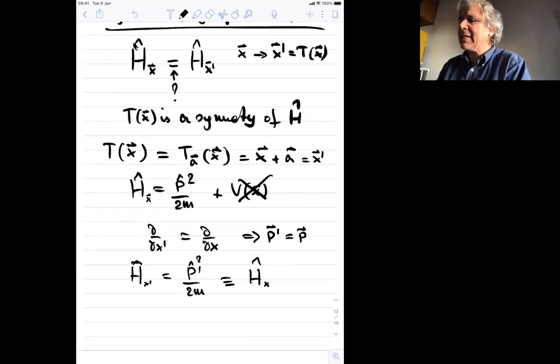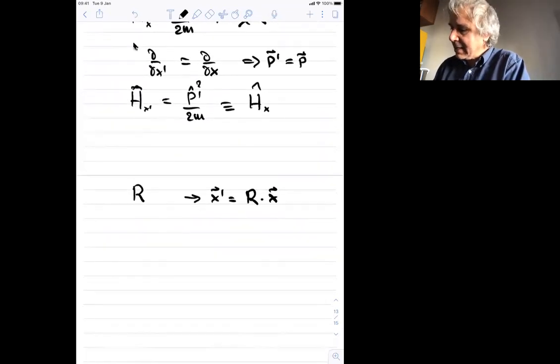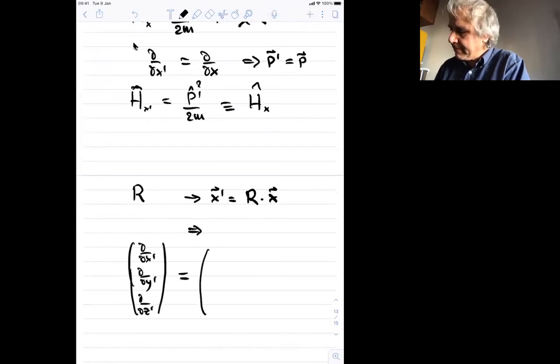Let me give you a less trivial example. Suppose that I have a rotation R by any angle, then I know that x prime is expressed as the rotation applied to the vector x, right? An orthogonal matrix. Now you can verify very easily that the derivatives, d in the x prime, d in the y prime, and d in the z prime, are related to the old derivatives precisely with the same matrix. Try to verify.